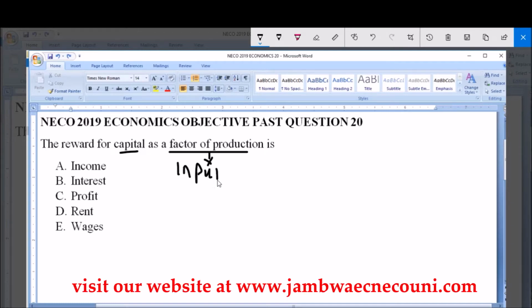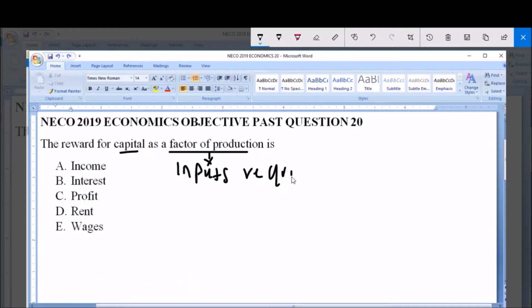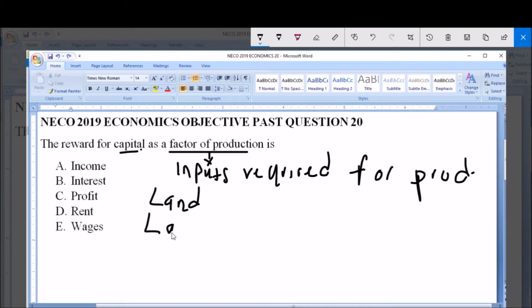those inputs that are required or that need to be in place for production to take place. So one of them is capital, but the four factors of production are land, labor, capital, and entrepreneurship.